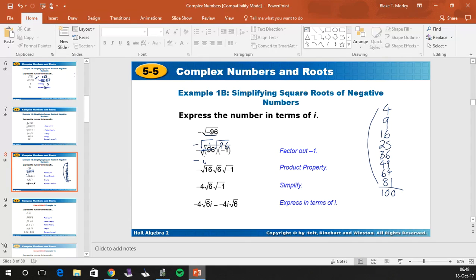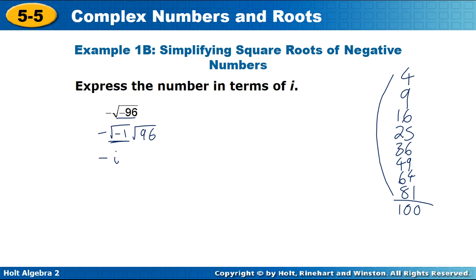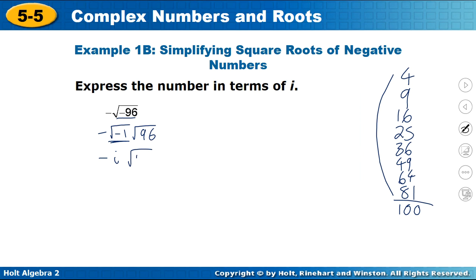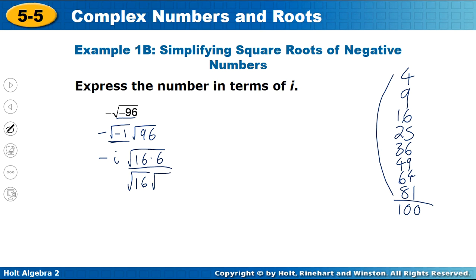So let's go back to the PowerPoint. All right, back to this process. We'll have the square root of 96. We can write this as the square root of 16 times 6. And of course, now we're just simplifying this. So let's break this apart: square root of 16, square root of 6. Square root of 16 is 4, and square root of 6 does not simplify, so I leave it exactly the same. But don't forget my negative i is still here.